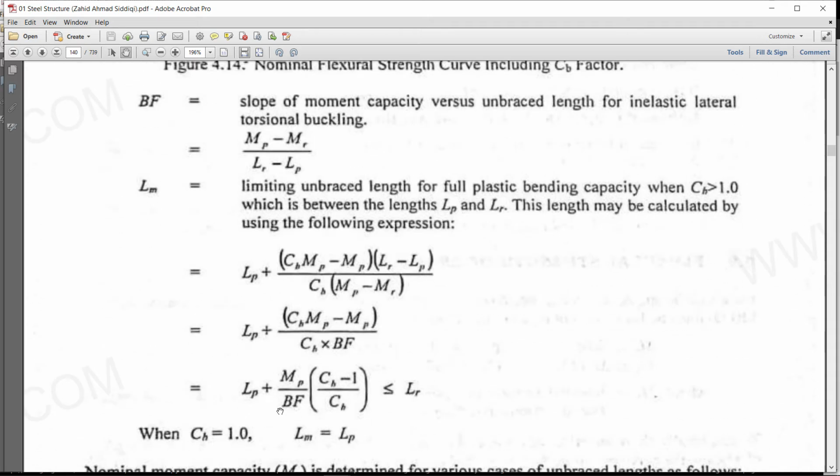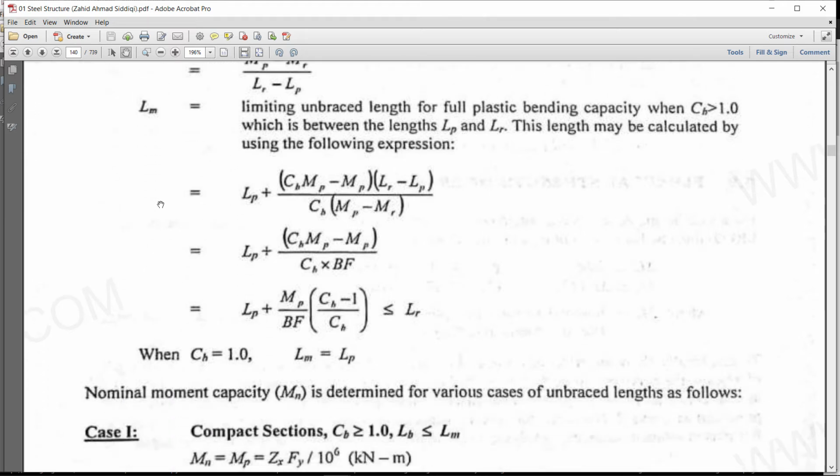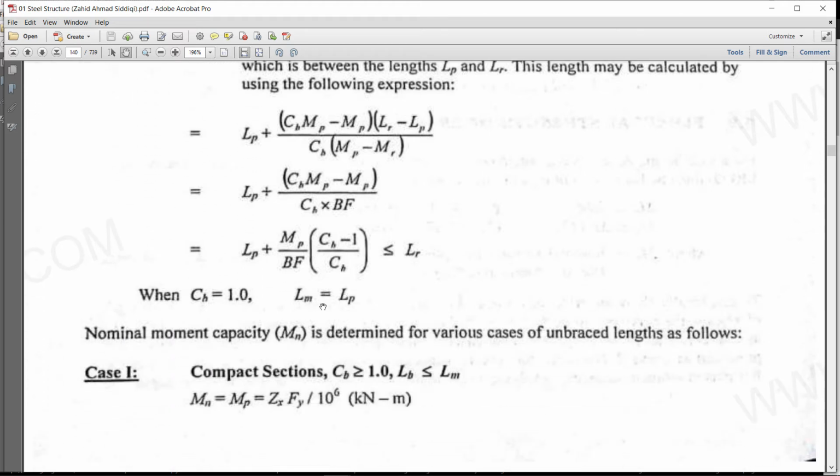So here we will go for the better expression, that is LP plus MP divided by BF, where BF is the slope, into CB minus 1 divided by CB, which should be less than or equal to LR, our LM. Okay, when our LM is equal to LP, then we will use CB equal to 1. So here are the moment capacity formulas.